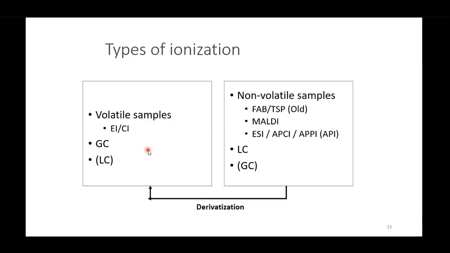I have been using 3 punchlines for a very long time. If you ask GC what you can do, GC will tell you that if you can evaporate, I can separate. If you ask LC what you can do, LC will tell you if you can dissolve, I can resolve. This is a term which is there in one of the HPLC books. And if you ask a mass spectrometer what you can do, it will tell you that if you can ionize, I can recognize. So ionization is the most important thing in mass spectrometry.